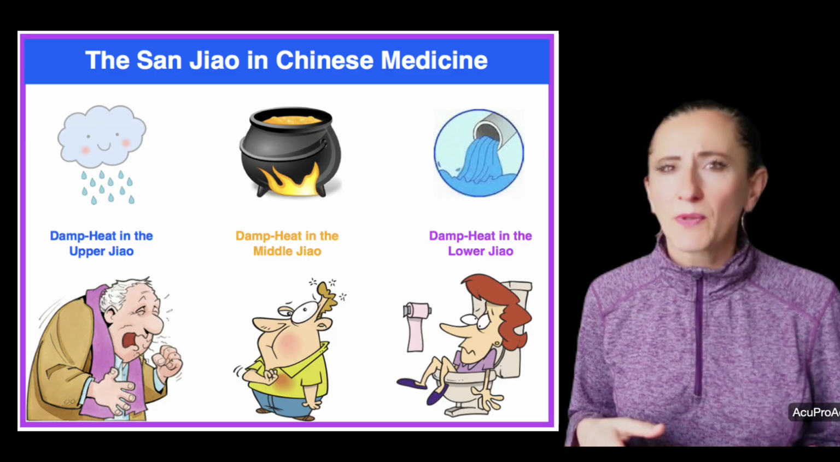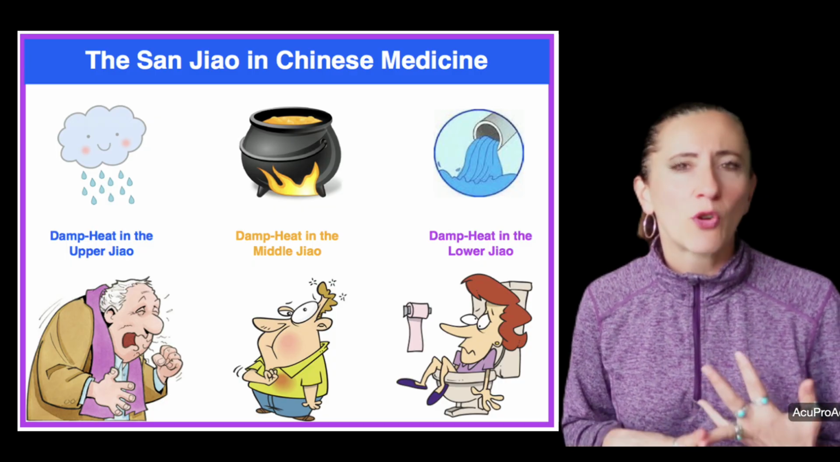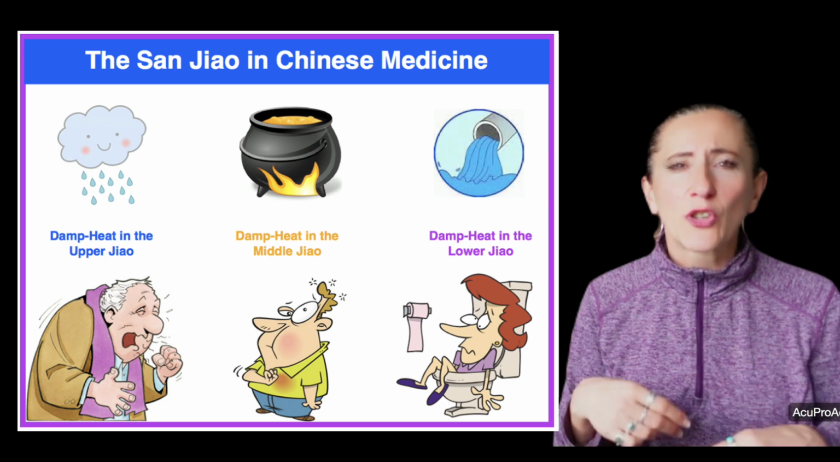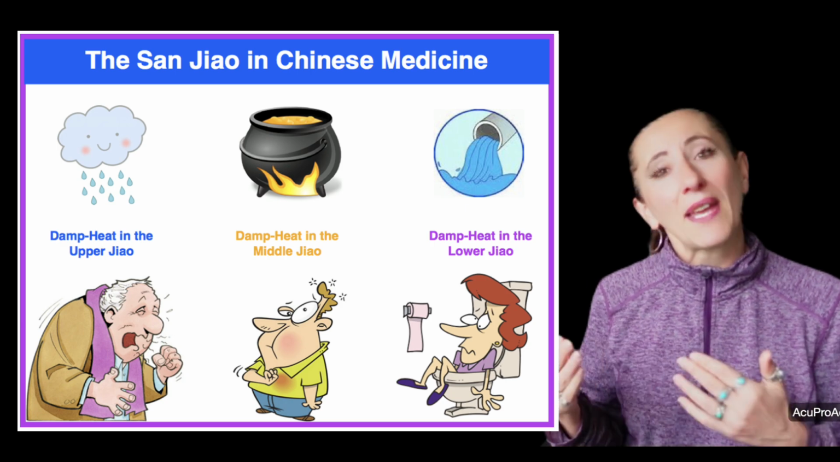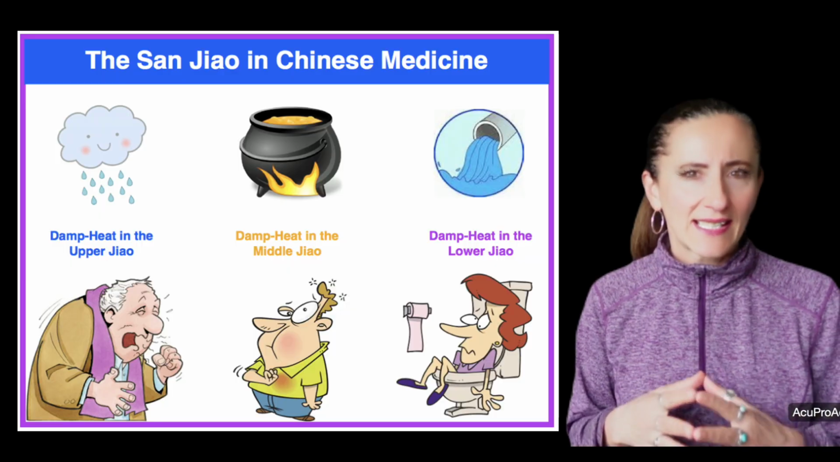In the lower jiao, we can have a bladder infection. We can have, like I said, external genital outbreaks, blisters that are really painful, that is damp and heat. Make sense? So look at damp and heat affecting the San Jiao. How do we apply this in clinical practice?